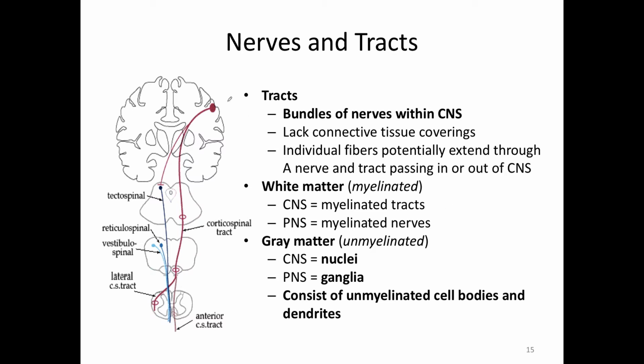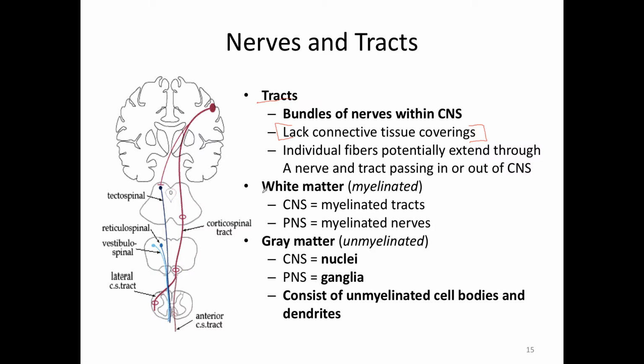So a tract is a bundle of nerve fibers within the CNS. So these are not including perineurium or epineurium or any of the connective tissue coverings. They just run together in a group. So individual nerve fibers potentially extend through a nerve and out of a tract or pass into the CNS this way. So for example, something might be called a tract as long as it's confined to the spinal cord, but once it leaves the spinal cord, it becomes a nerve, and vice versa.